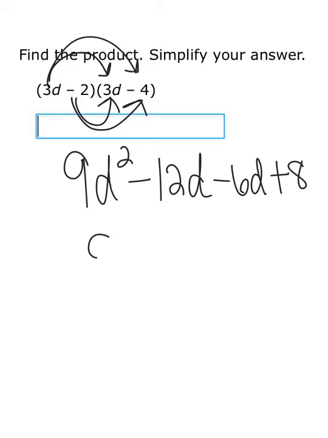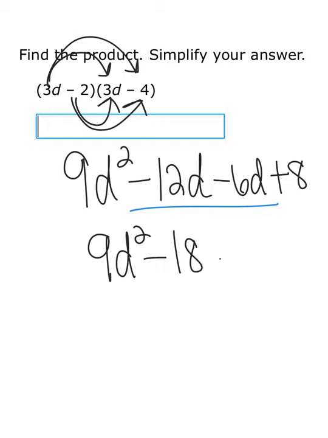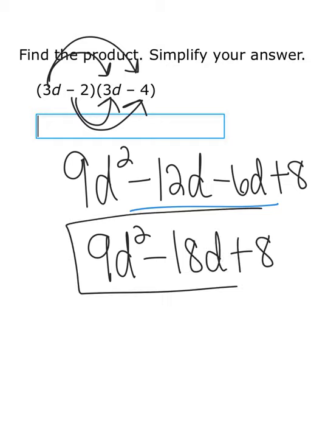So last up, let's go ahead and simplify. I would get 9d squared. Then I need to combine my d terms. Negative 12 minus 6, or negative 12d minus 6d would be negative 18d. And then plus 8. So my answer for this product would be 9d squared minus 18d plus 8.